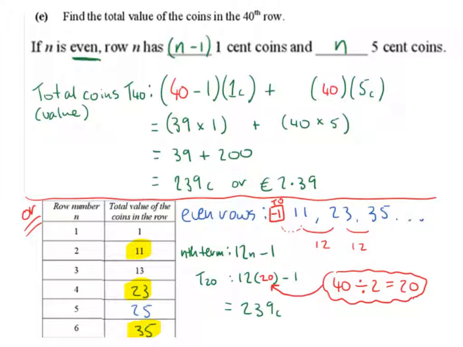Alternatively, we could have taken all the even rows' values. So the second row was 11, the fourth row was 23, the sixth row was 35. And we would have started a pattern, 11, 23, 35, and we would have got the nth term for that. So to get from 11 to 23, we're adding 12, from 23 to 35, we're adding 12.